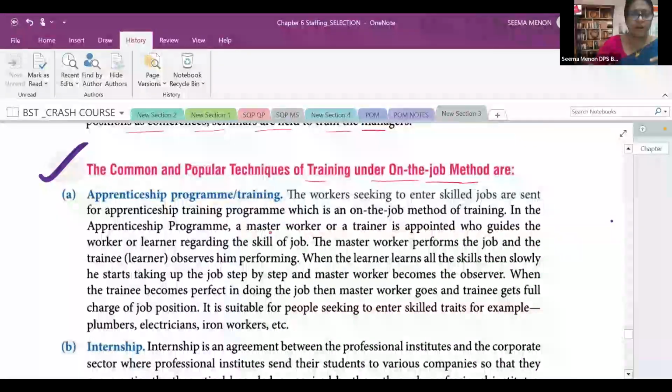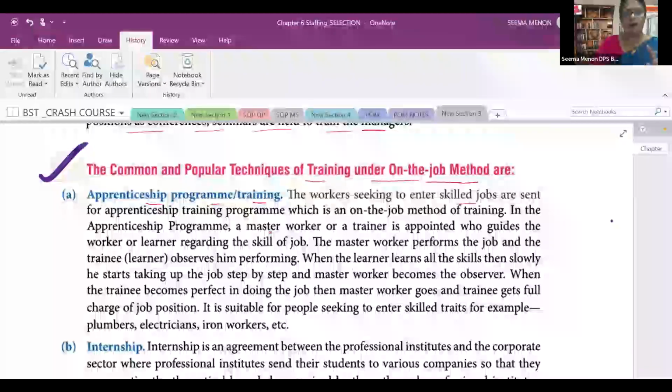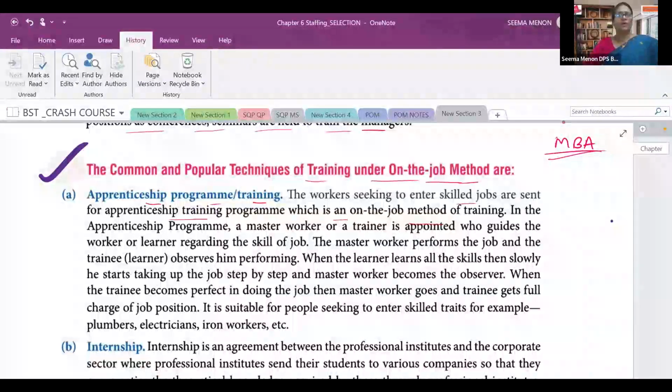Which are they? First one, apprenticeship program, or apprenticeship training, we call it. What do you mean by that? The workers seeking to enter skilled jobs are sent for an apprenticeship training program, which is an on-the-job method of training. You might know that while students do MBA, in the last semester they have to go to an organization and work. If MBA HR, then they have to go to a leading organization, work under HR and learn the work. That is called apprenticeship program training.